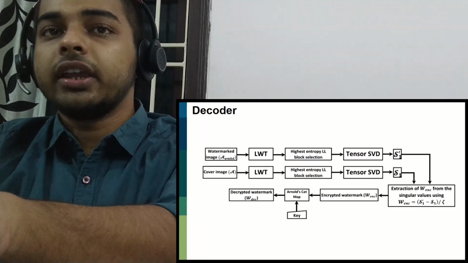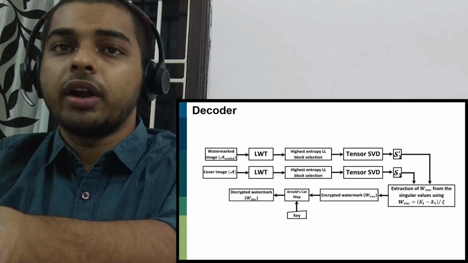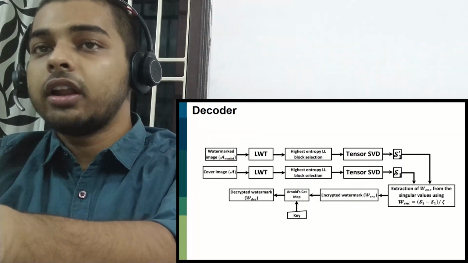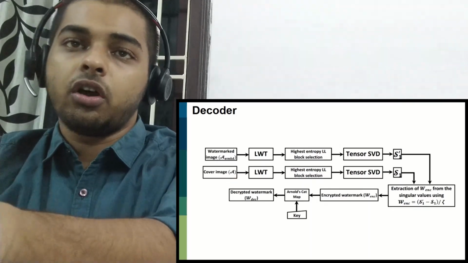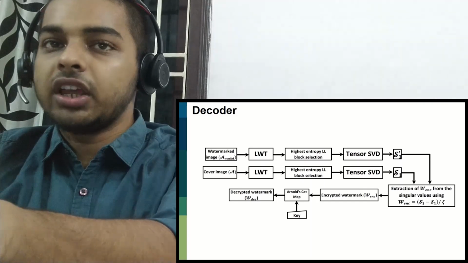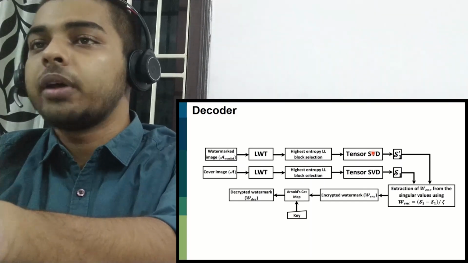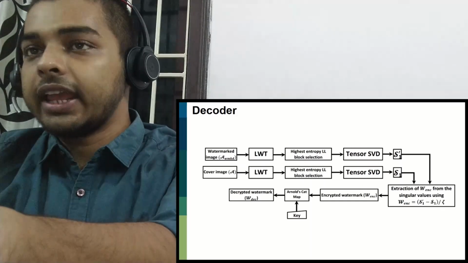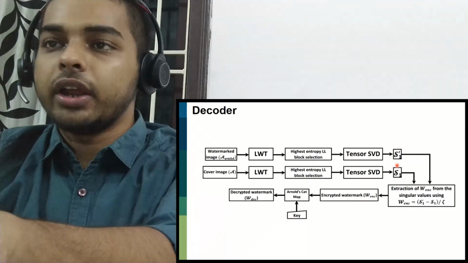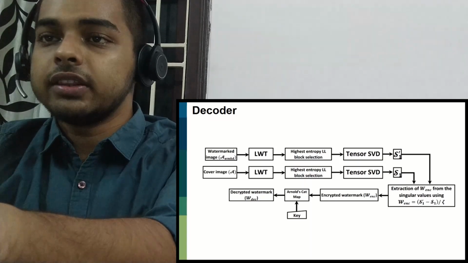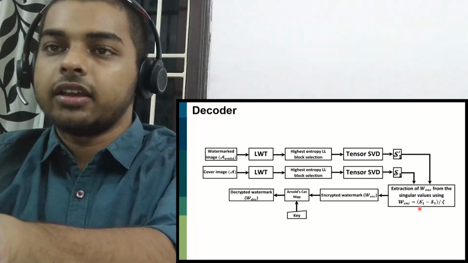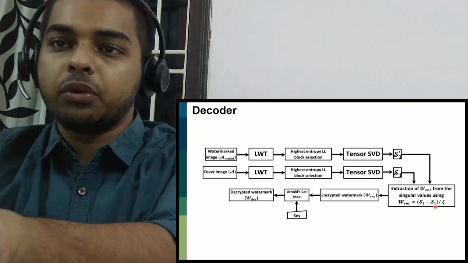First we are doing LWT on the watermarked image as well as the cover image. After that, we are selecting the LL block from both the watermarked image and the cover image. And then we are performing tensor SVD on both, and we'll get the modified S1 block and S2 block. Then we can extract W encoded from the singular values using this equation: W encoded equals S1 prime minus S1 by zeta, which is exactly the opposite of the encoding equation.